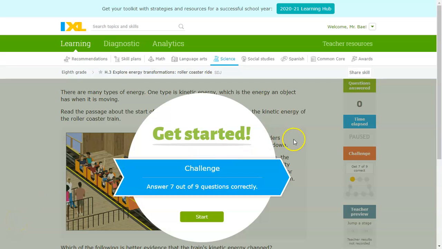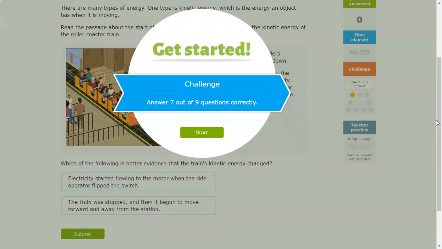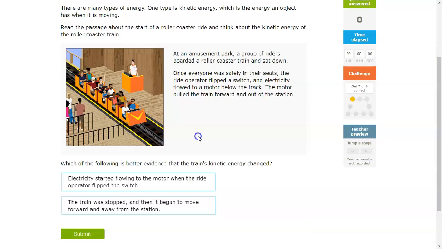Hello everyone, today we're going to go over IXL H3 Explore Energy Transformations Roller Coaster Ride. For this one, it's a little bit different. I'll just go over several of the challenges here and there because it acts more like a storyline. I'll walk you through what the questions are asking. So let's get this started.